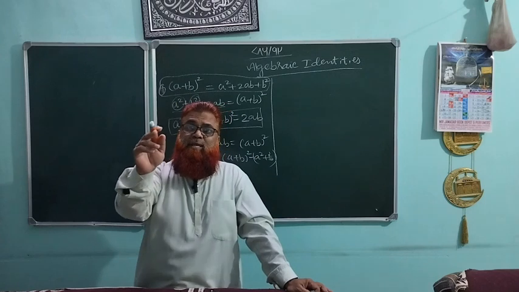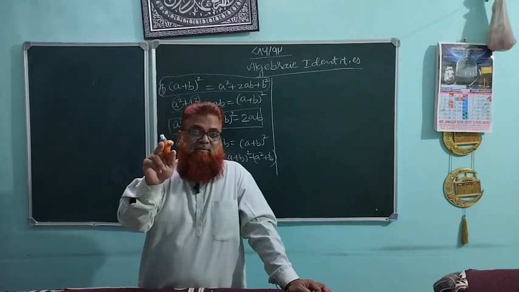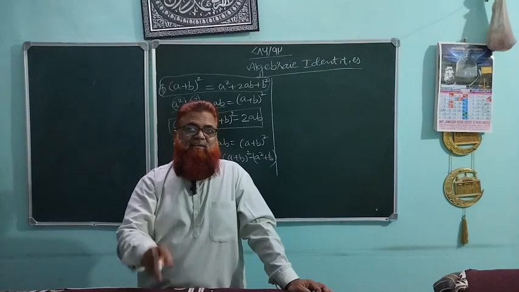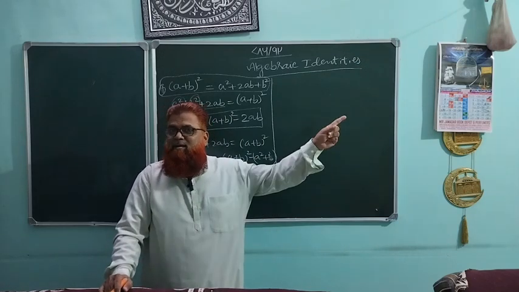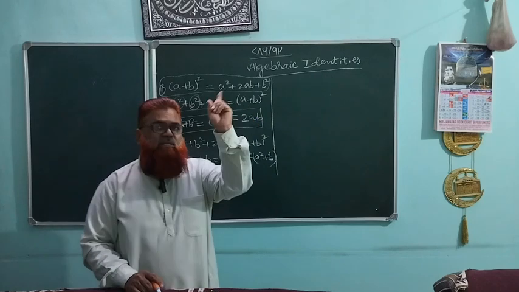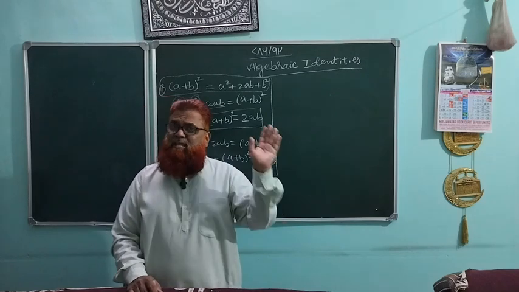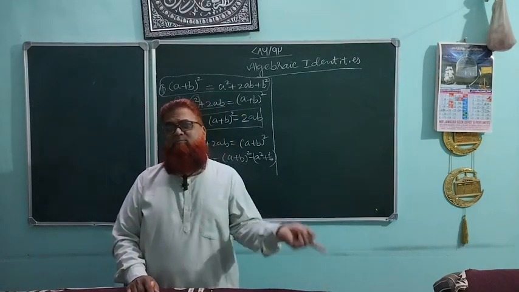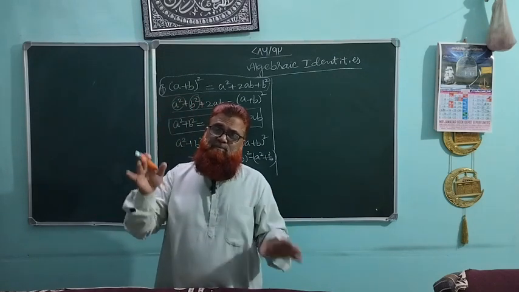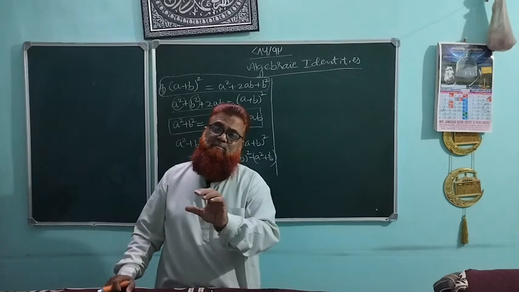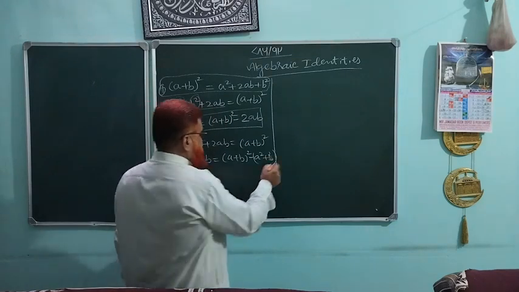When you raise the sum of two terms to the power n, which is called the binomial theorem, it will give n plus 1 terms. Remember, okay? (a plus b) whole square, when you expand it, gives 3 terms: a square plus 2ab plus b square. Similarly, (a plus b) whole cube expands to a cube plus 3a square b plus 3ab square plus b cube, which gives 4 terms. Similarly, when you expand the sum of two terms raised to the power n, the number of terms in expanded form will be n plus 1. I hope you understood it.